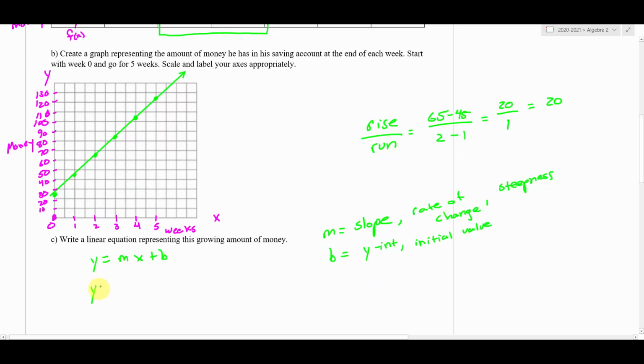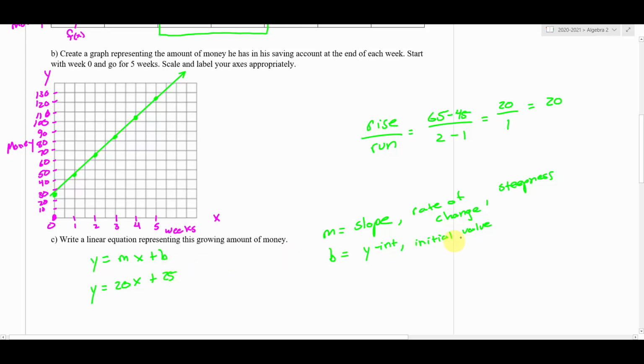So I'm going to say y equals 20x. And then I've got to figure out my initial value, my y-intercept, whatever you want to call it. So I'm going to go to my graph that I just built, and I can see my y-intercept is right here at (0, 25). Okay, so the b value is the y-coordinate of that y-intercept. All right, so I can say 20x plus 25.